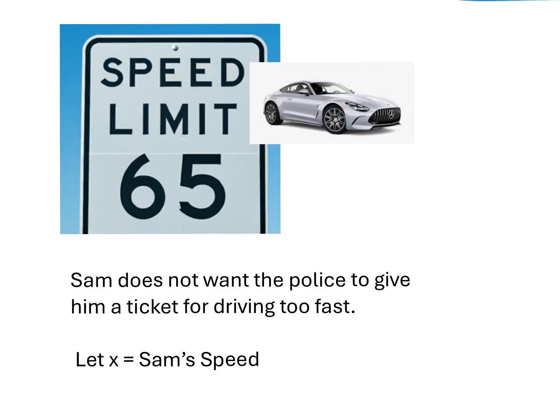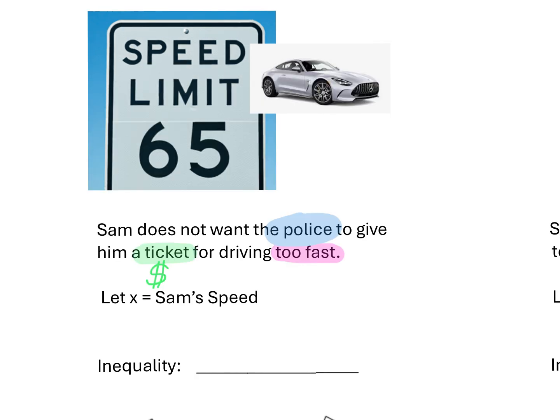For example, when you're driving, roads have a speed limit, and a speed limit means how fast you're allowed to drive. If you drive too fast, the police will give you a ticket, which will end up costing you money for a fine if you drive too fast. So to avoid having to pay a fine, Sam must make sure that he does not drive faster than 65 miles per hour.